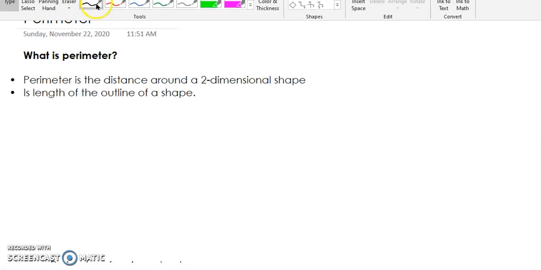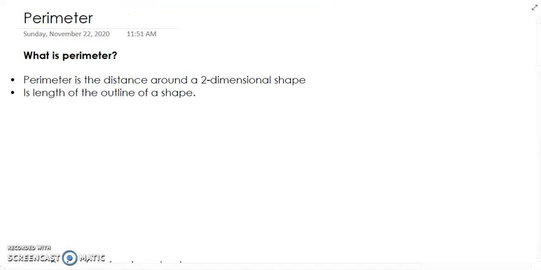Hello, grade 6. All right, today we're going to review perimeter. So we've done perimeter already, but we're now just going to review so that we can get ready for the test. So first thing, we have to understand what perimeter is.